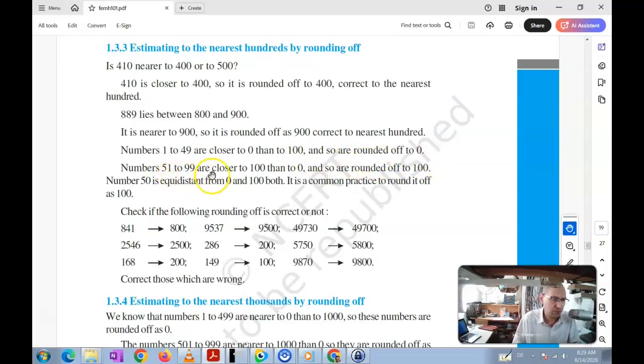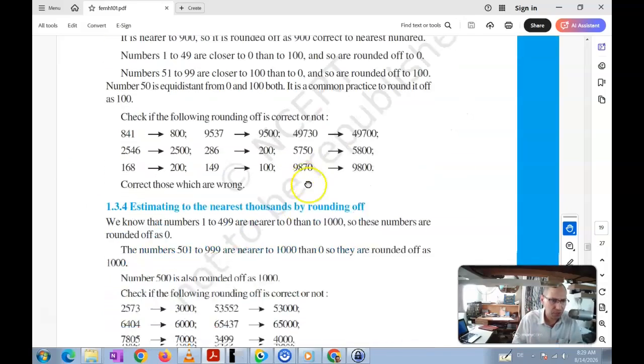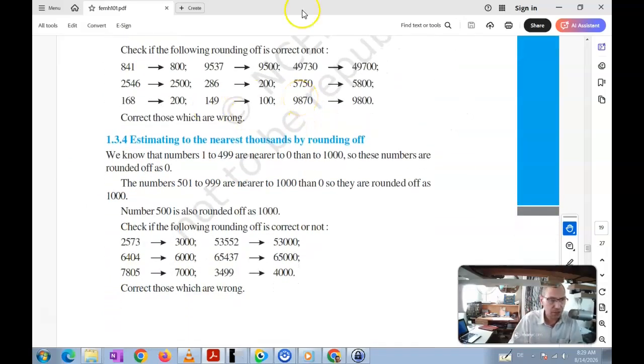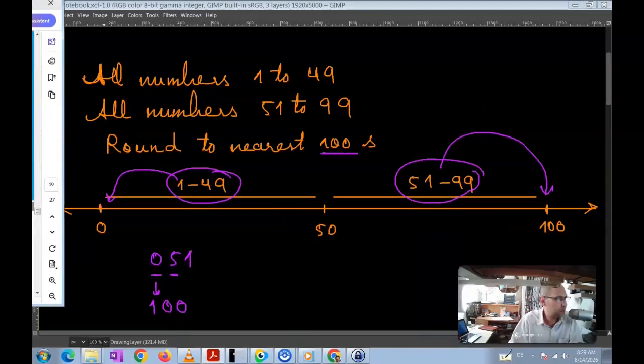And numbers 51 to 99 are closer to 100 than to 0, and so they are rounded off to 100. And number 50 again is equidistant from 0 and 100, and so as common practice, we will round it off as 100, meaning that we will round up, right? Now let's take a look at a couple of these examples.